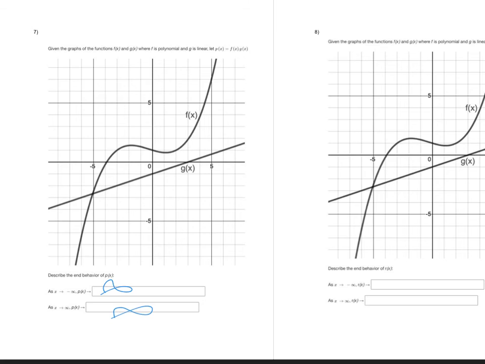Now, we can think about it in terms of our rules. If f of x is, again, degree 3 times a linear degree 1, well, that's going to give me a degree 4. We know that the two ends have to go in the same direction. And in this case, they're both positive. It's a positive linear and a positive degree 3, so it's going to stay positive, so both ends will go towards positive infinity. Okay. Again, the rules are nice, but we want to make sure we understand why those rules work the way they do.